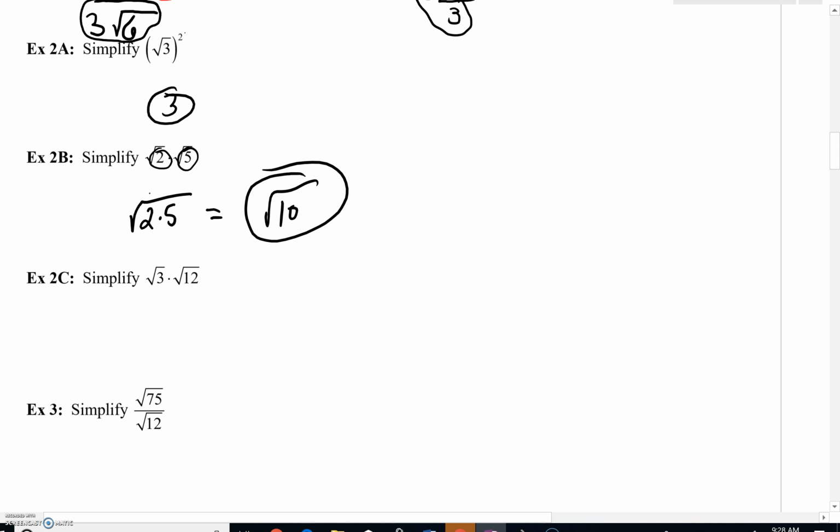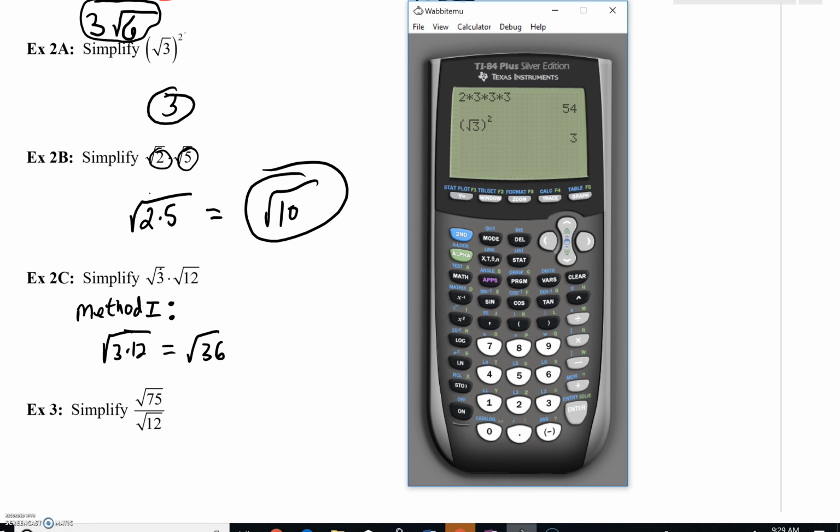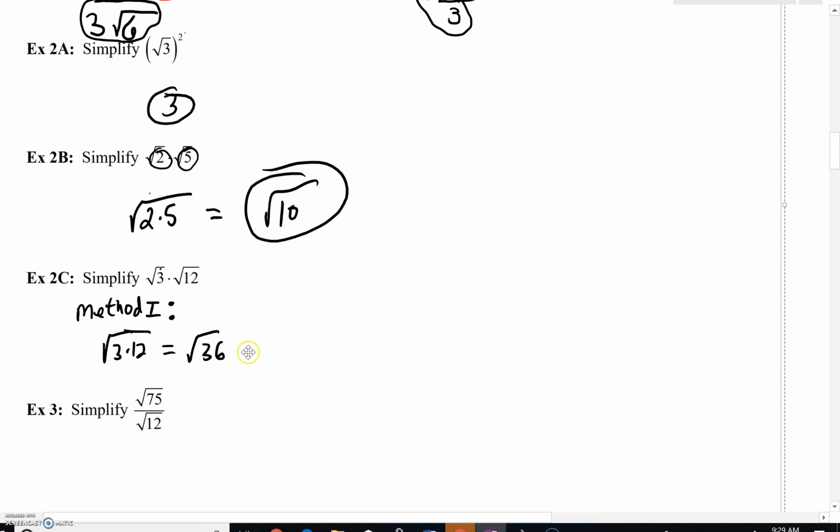For 2c, there are 2 methods to help you out, and I do want to show you both. Method 1 kind of goes with what we just did a moment earlier. You could say, look, I got a radical and a radical. How about we just multiply those 2 together? 3 times 12 is 36. And sometimes, not always, you're going to have a nice, perfect square. You're going to see in ALEKS, that's not always going to happen. When it does, it's pretty nice to do the problem this way.